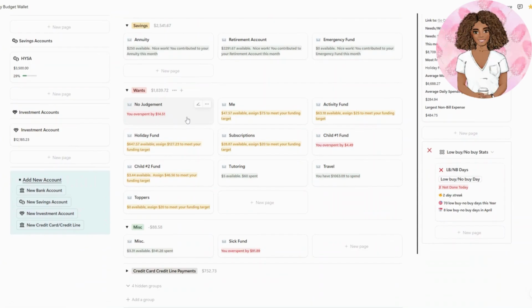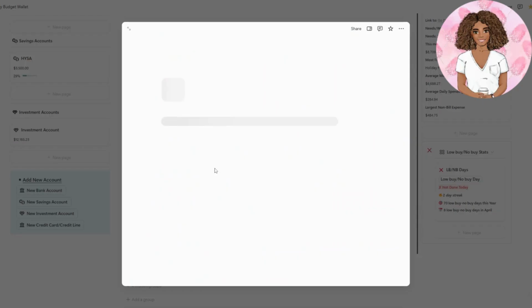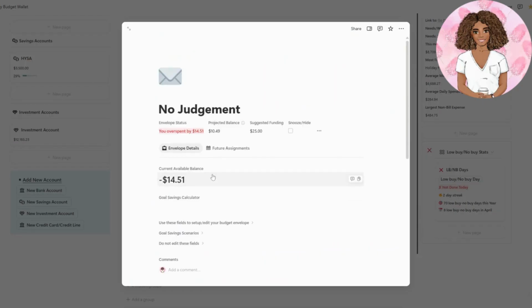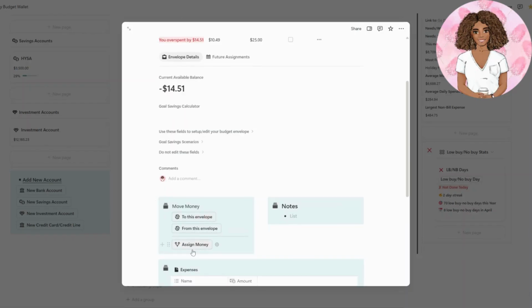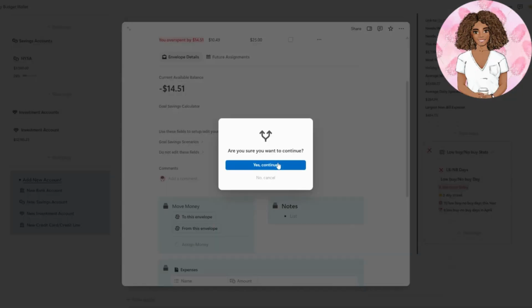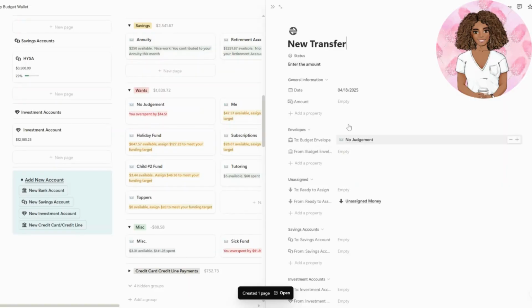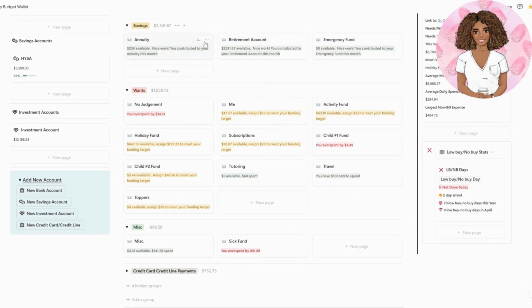Okay. This, no judgment. I overspent in here, and I think I said I wanted to assign $40 here. Let me close that. Yep, perfect. So now I have 25.49 worth of no judgment money to blow.